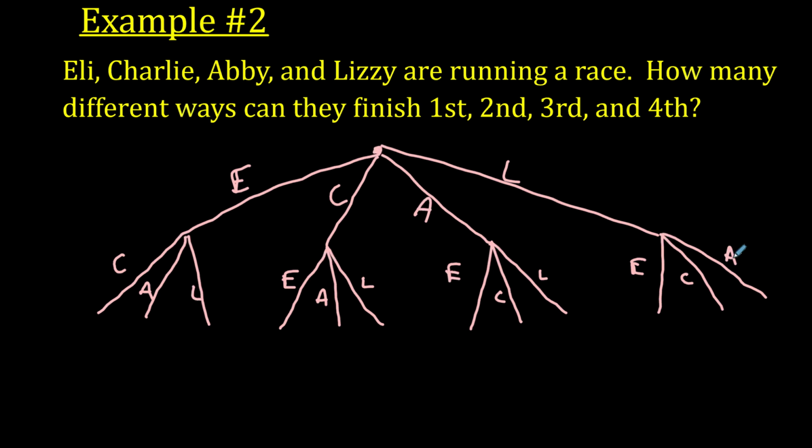And then let's go back. So if Eli and Charlie got first and second, then for third, it's either going to be Abby or Lizzie. And then if Abby got second, it's either going to be Charlie or Lizzie. And then if Lizzie got second, it would be Abby and Charlie. And then we just keep doing this.